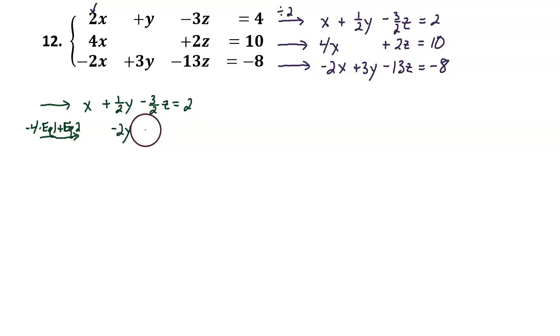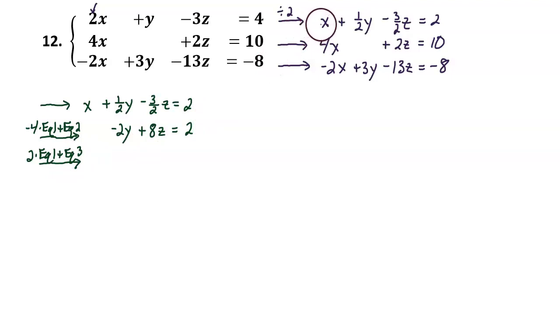And then you add the 2z and it makes positive 8z. Negative 4 times 2 is negative 8. Negative 8, add the 10, makes 2. Okay, now our third equation. How can we get rid of this negative 2x? We need to add positive 2x, which we can create from the first equation. So 2 times equation 1 added to equation 3 to create a new equation 3.